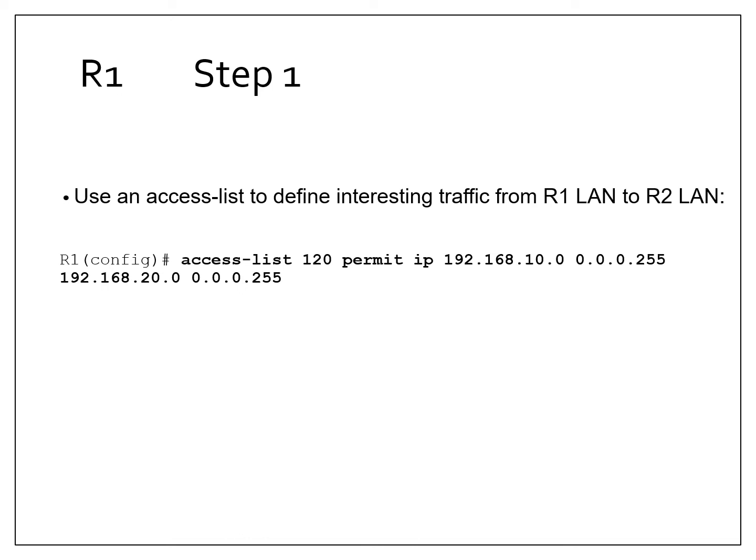192.168.10.0 is the network address of the router 1 LAN. Then we need the wildcard mask, which is the reverse of the subnet mask, and in this case it's 0.0.0.255. Then we use 192.168.20.0. That's the network address of the router 2 local area network, and then we give it the wildcard mask. So we're defining the traffic from the router 1 LAN to the router 2 LAN.